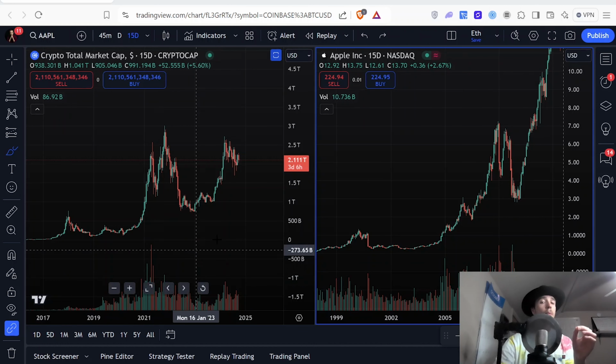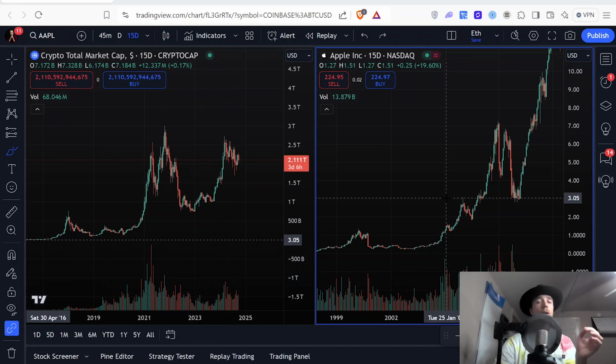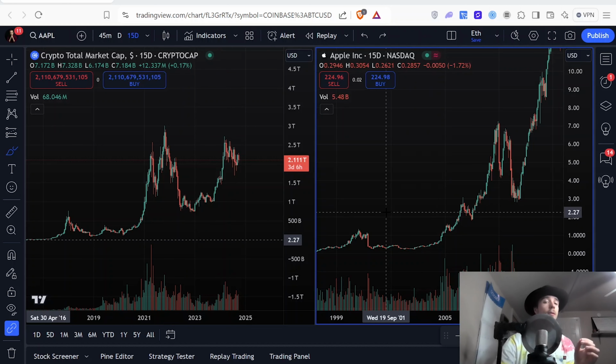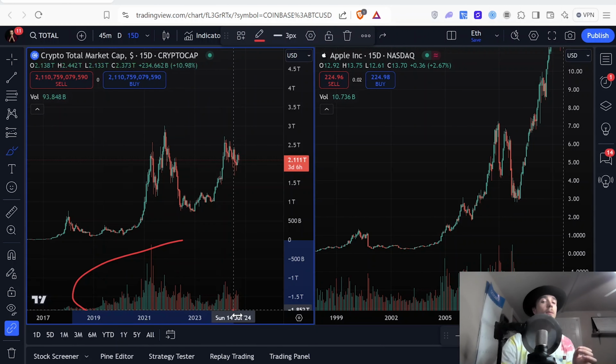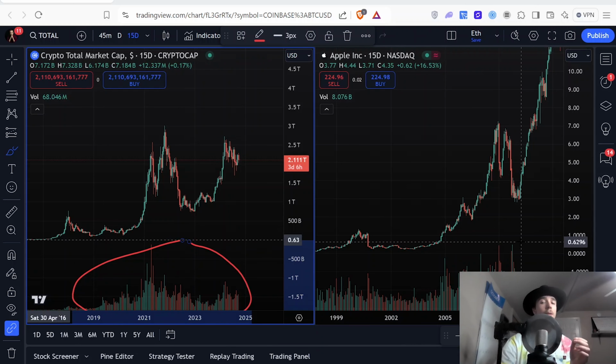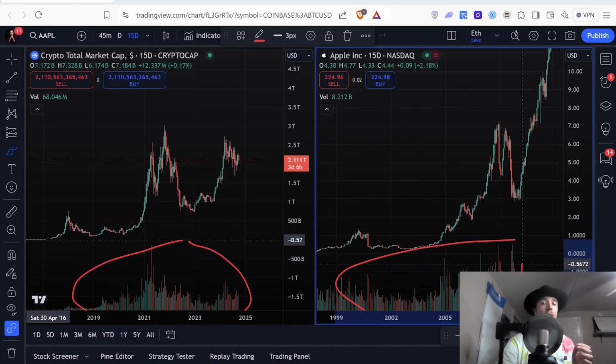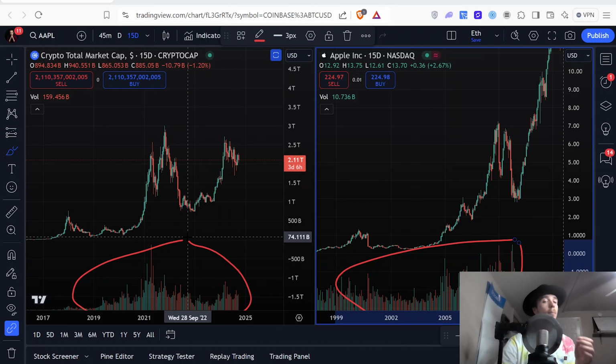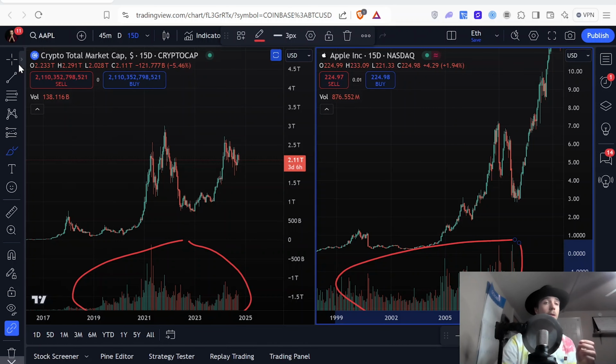But what I really want to point out here is not how the charts look similar, even though they do, but just how much volume there is in the total crypto market cap. Very similar to early day Apple or a lot of other companies that were heavily associated with the technology of the internet. There was a bunch of volume early on those stocks. And we see the same thing here for the total crypto market cap.